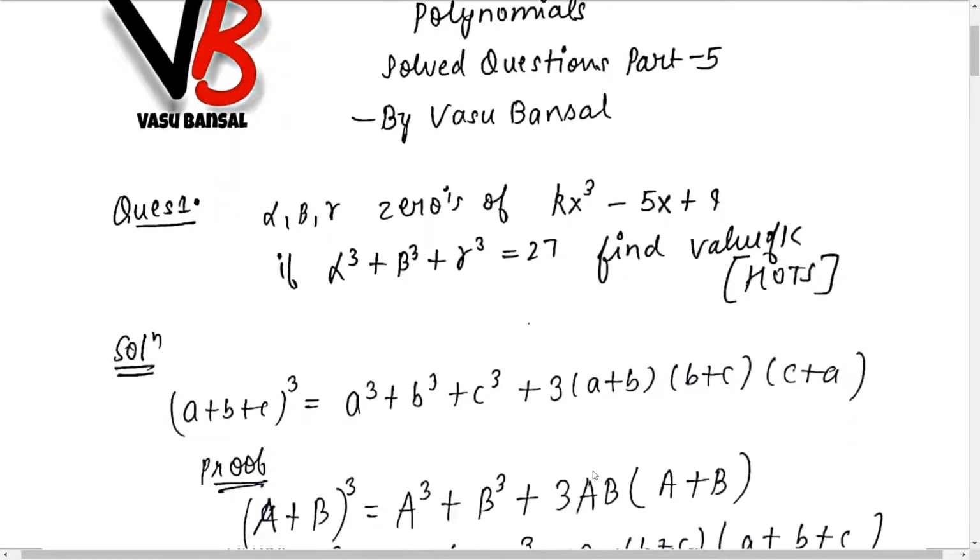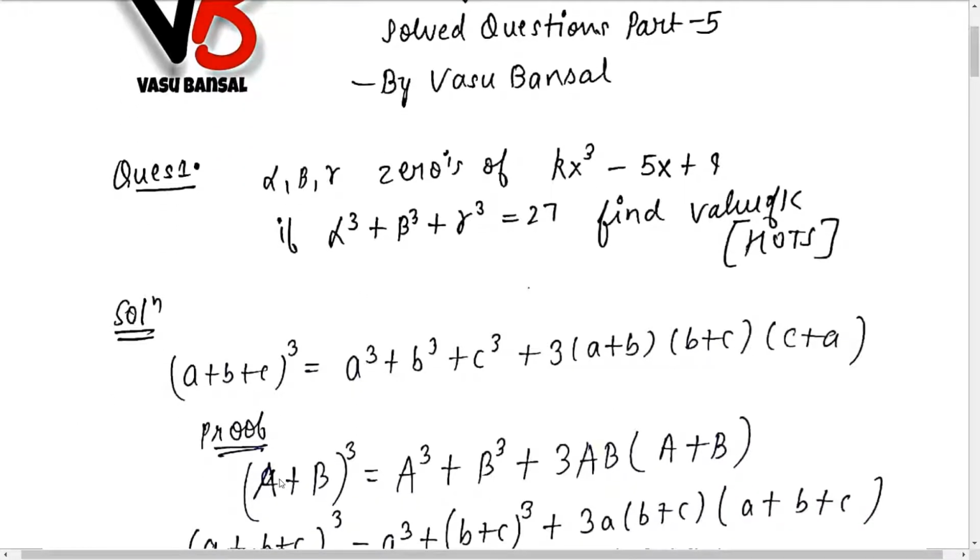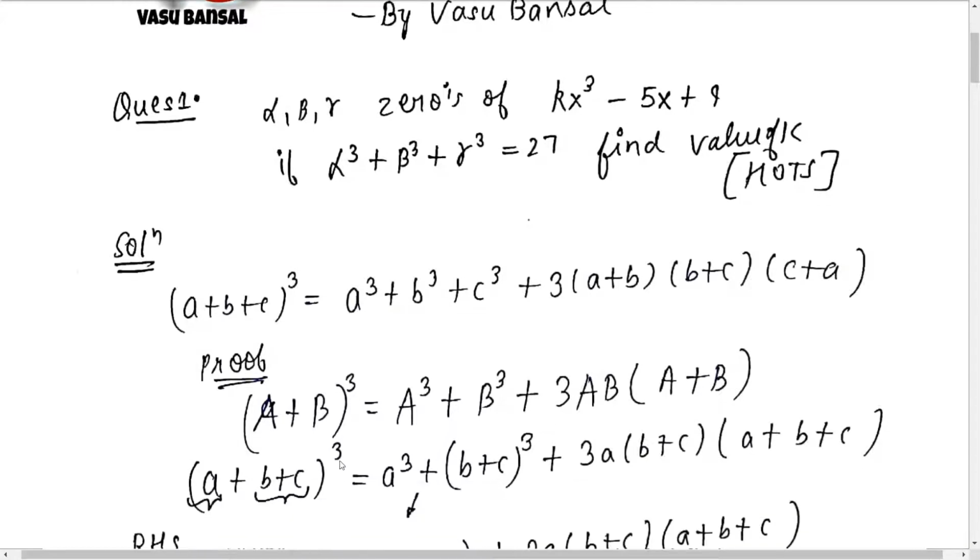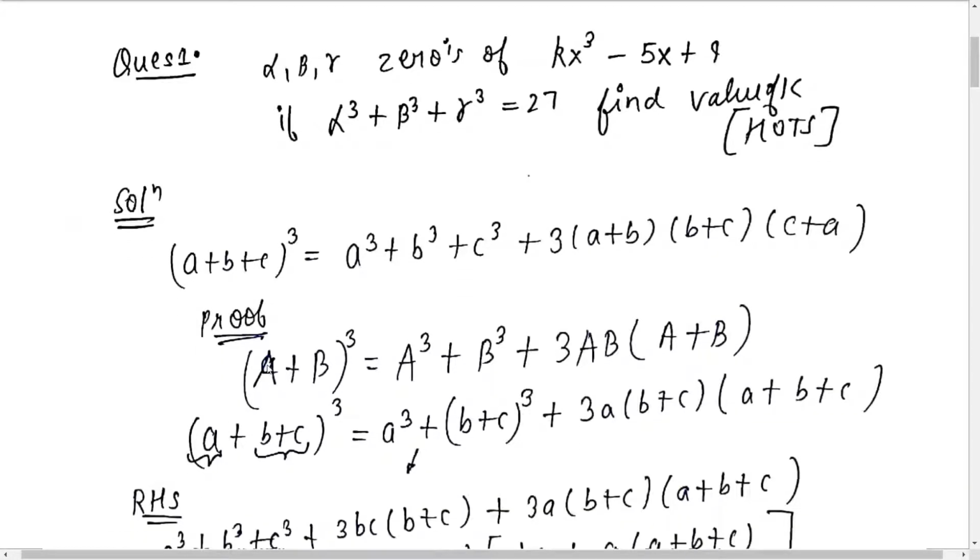So the proof is as follows. You must be knowing this identity: (a plus b) whole cube is equal to a cube plus b cube plus 3ab into (a plus b). Now what I am doing here is that I am writing a as a but capital B as b plus c. So this is one term and this is another term. So when I apply this identity, I replace a by a and capital B by b plus c in this whole expression, just substituting everywhere.